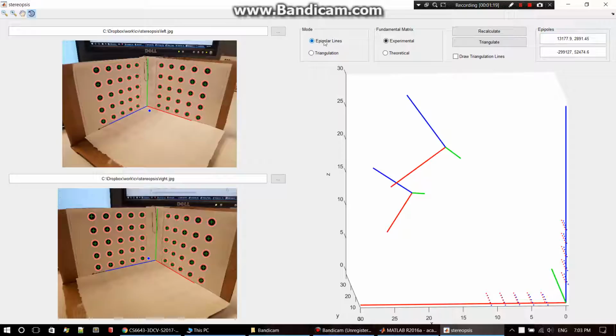In epipolar lines mode, clicking on one image will draw the corresponding epipolar line on second image, and vice versa. And you can clearly see that the point we selected on bottom or right image has a correspondence on this epipolar line in left image. If we click multiple times, we will get the idea where the epipoles are. For example, for left image, epipole is on right side.